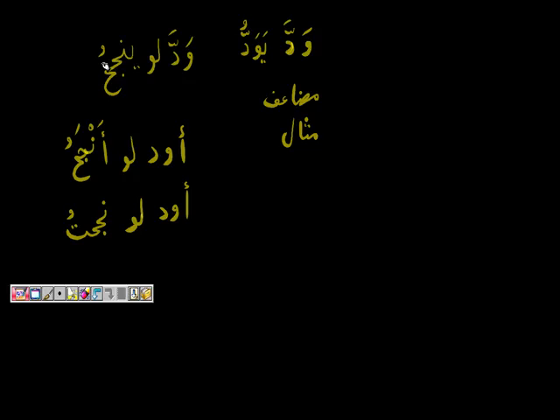Aflaha is a form that we haven't learned yet. So awaddu law, that should be yuflihu. I'm sorry. Yuflihu. Not yaflahu. Yuflihu. To succeed is yuflihu. We haven't covered that type of a verb. Yuflihu is the present tense, or the imperfect tense. And awaddu law aflaha. I wish that he had succeeded. Aflaha also we haven't covered. It's in the Quran. قَدْ أَفْلَحَ الْمُؤْمِنُونَ. The believers have succeeded.